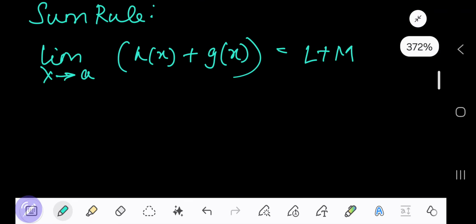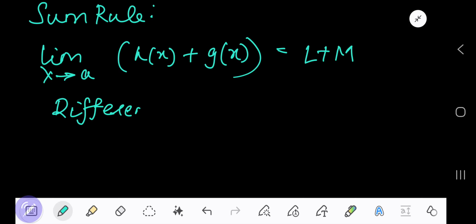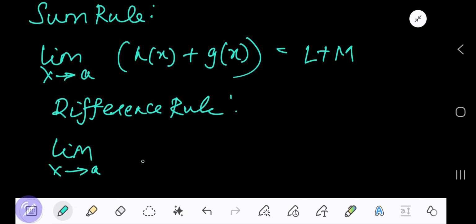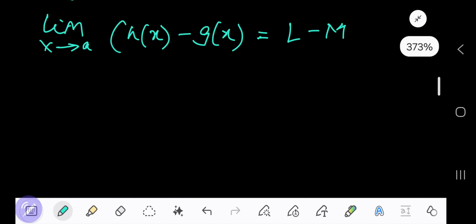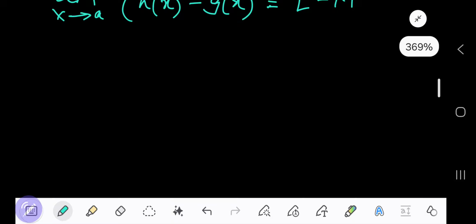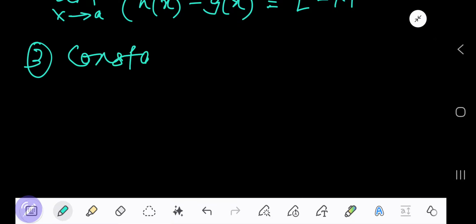Our second rule is the difference rule, which I think you can tell what it is by the name. The difference rule states that the limit as x approaches a of h of x minus g of x equals L minus m. Pretty simple. Our third rule is called the constant multiple rule.